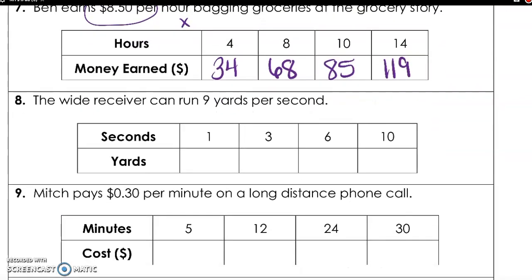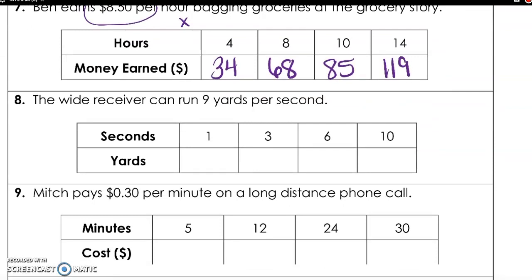Number 8, the wide receiver can run 9 yards per second. So in 1 second, they would run 9 yards. 3 times 9 is 27. 9 times 6 is 54. 9 times 10 is 90.